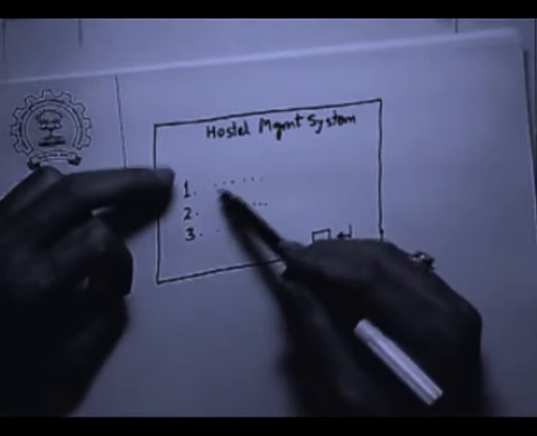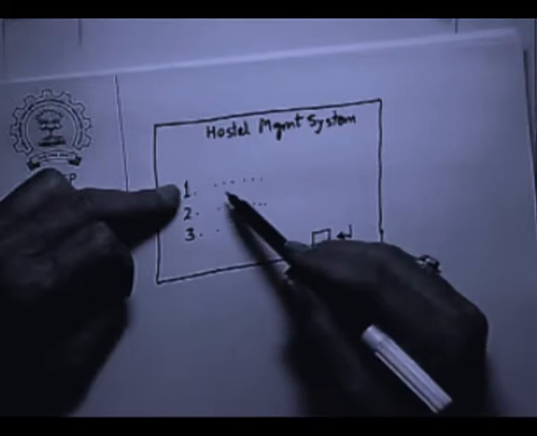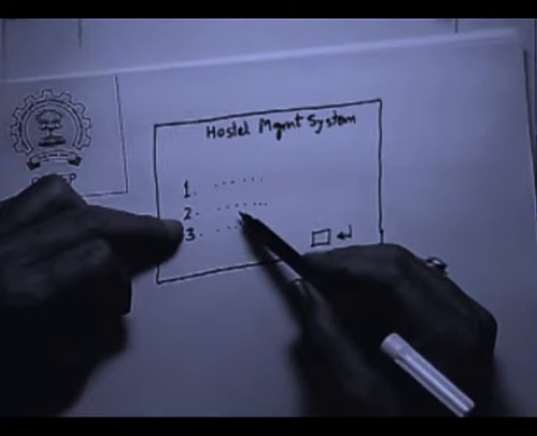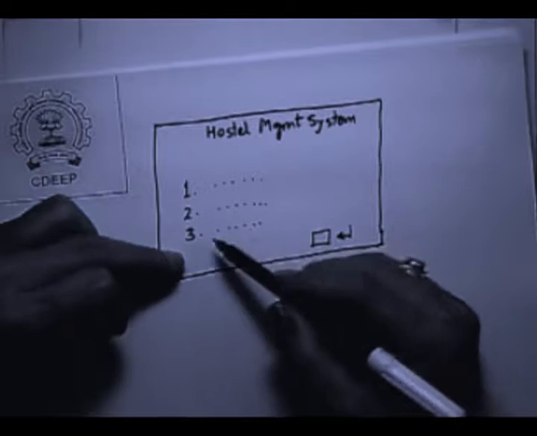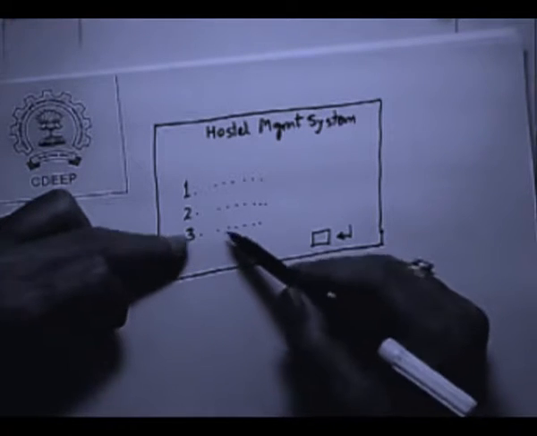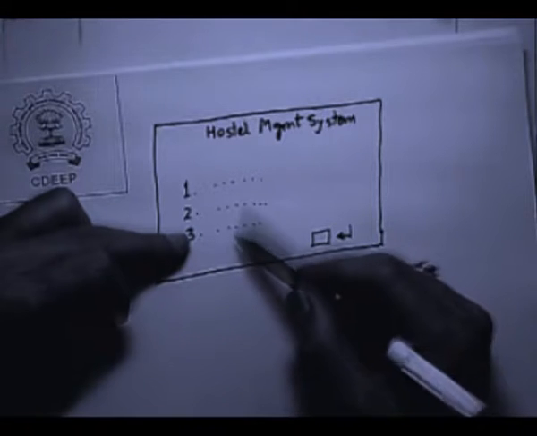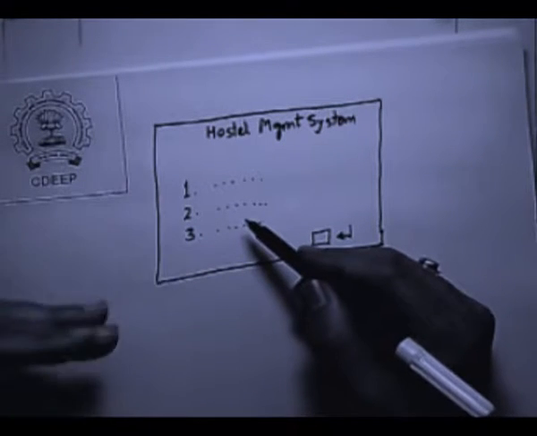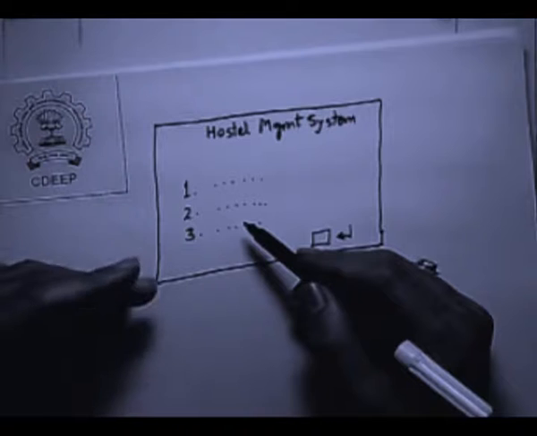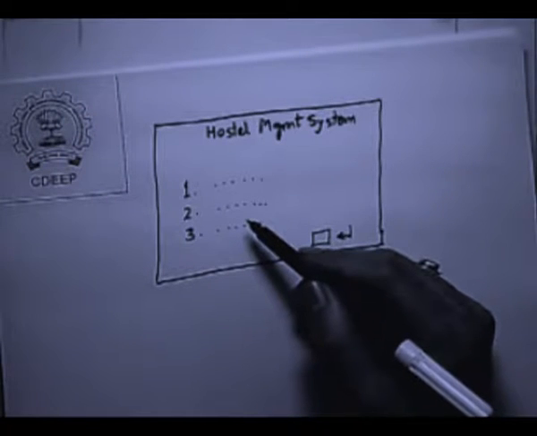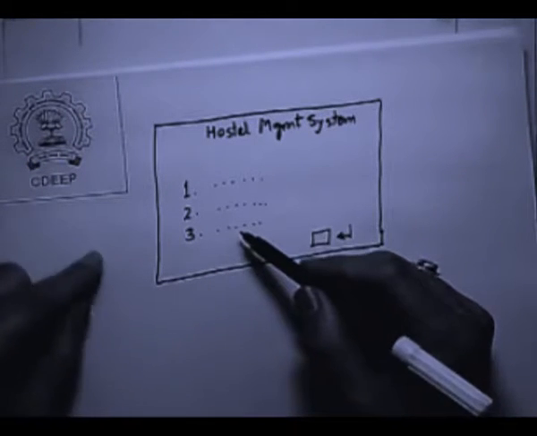say number 1 choice will be about inmates. Number 2 choice will be about accounts. Number 3 choice will be about political organization within the hostel, etc. Some such thing. So you categorize the multiple menu options based on the units of activities that you do, and you give this as the first menu.